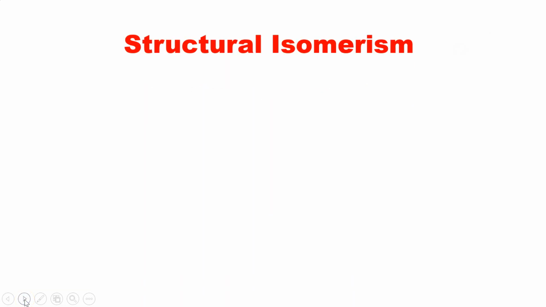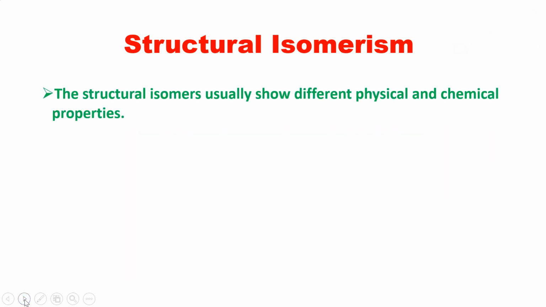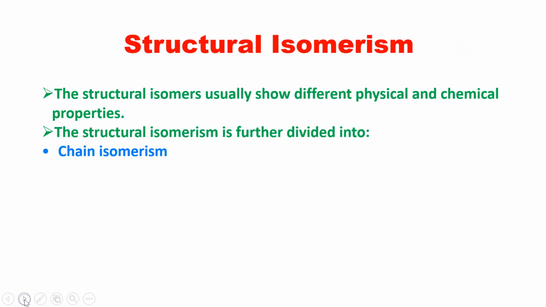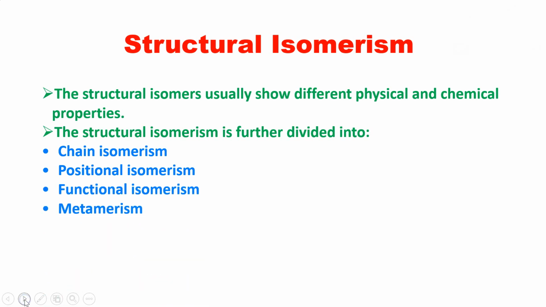Now let us see the classes of structural isomerism. There are totally 5 classes: chain isomerism, positional isomerism, functional isomerism, metamerism, and tautomerism. So these are the 5 classes of structural isomerism. One by one we will see each class.